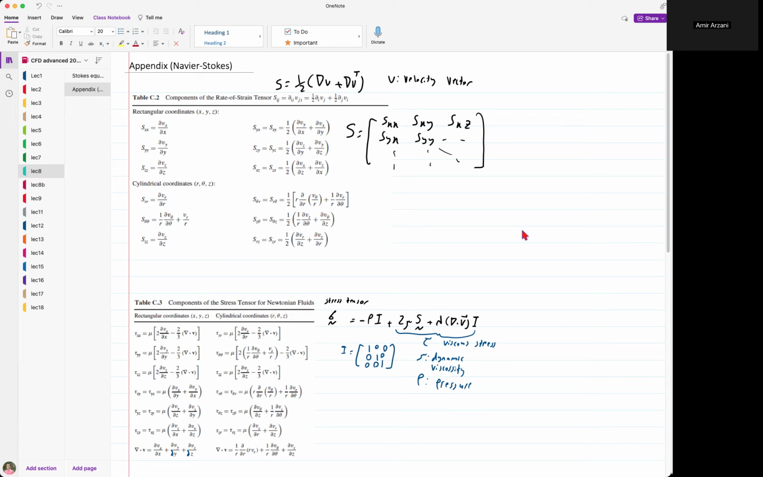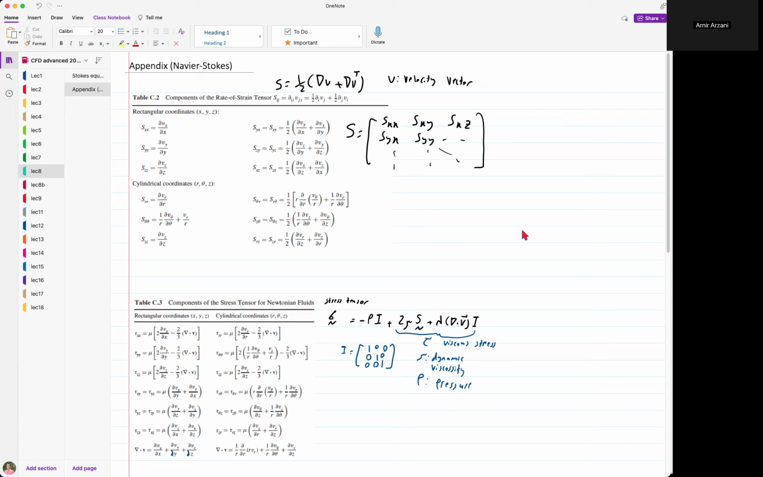Hi, in this lecture, we'll talk about the finite element method for the Stokes equation. So on our way towards the Stokes equation. Previously, we talked about the advection diffusion equation. Now we're going to talk about the Stokes equation.